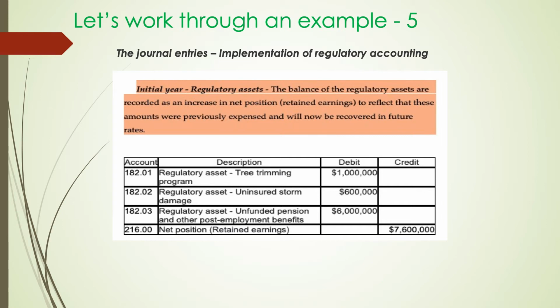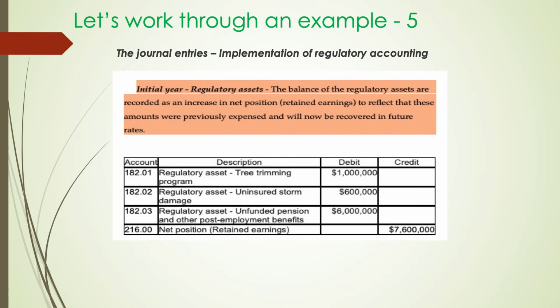For the regulatory assets, we're going to set up three separate asset accounts. Regulatory asset tree trimming, regulatory asset uninsured storm damage, regulatory asset unfunded pension and other post-employment benefits. Account number 182 is from the FERC Uniform System of Accounts, and it is the account that is used to defer costs that are to be recovered in future rates from customers. So we set up three separate accounts for this.